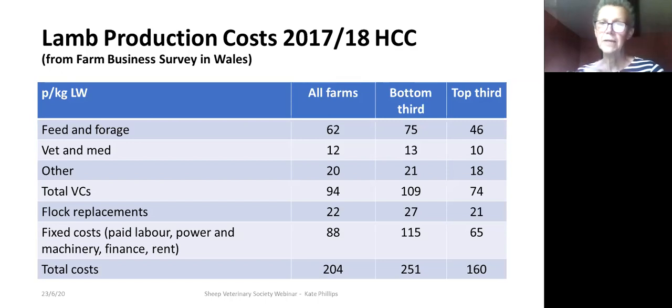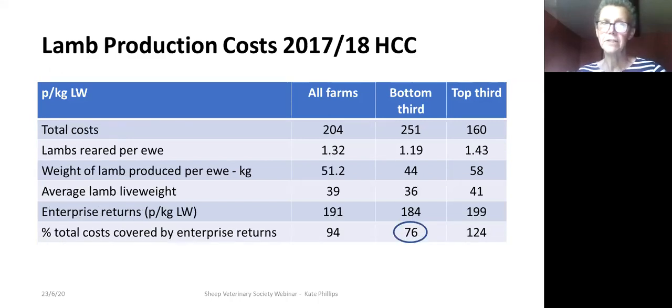And if we actually looked at that further down, we looked at lambs reared per ewe. In this set of data, the top third were producing quite a lot more lambs. So that would be one reason why their cost of production was lower. They were producing a lot more kilos of lamb per ewe, so 58 kilos versus 44. And if you look at the enterprise returns, those farmers were also getting a higher price for their lamb. So they were getting £1.99 per kilo for their lamb, as opposed to the bottom third farmers just getting £1.84.